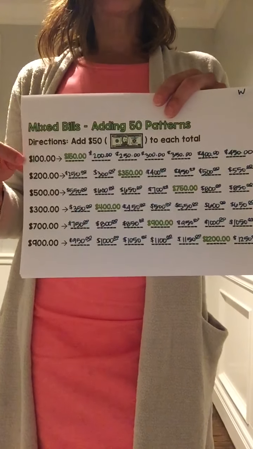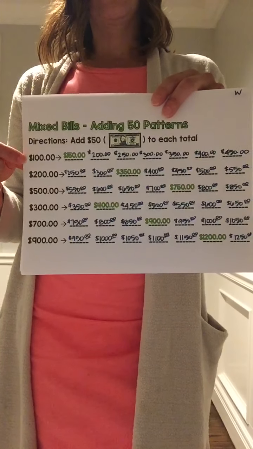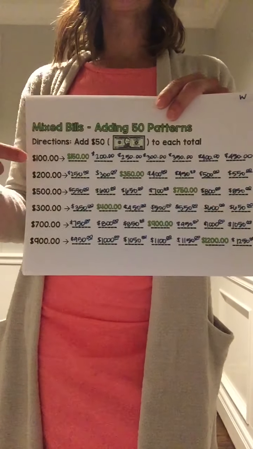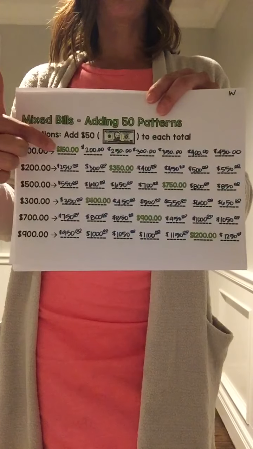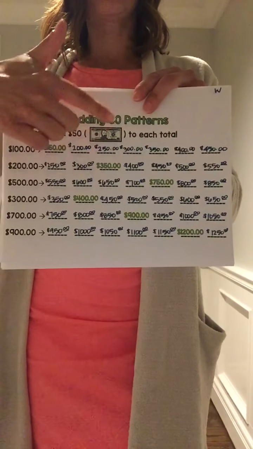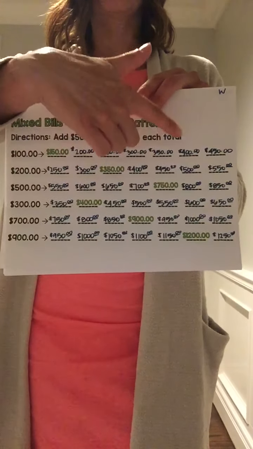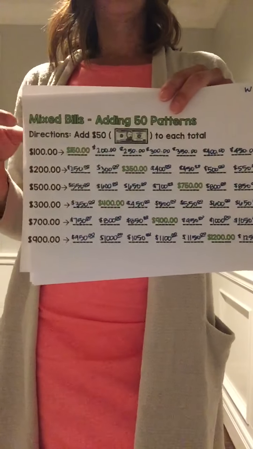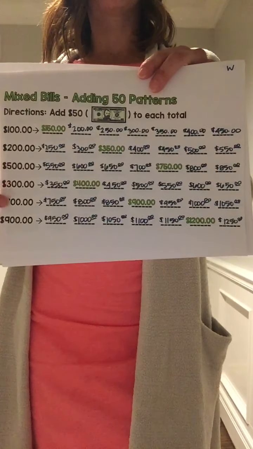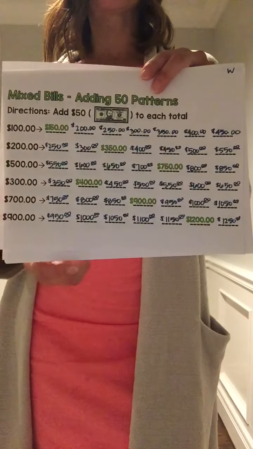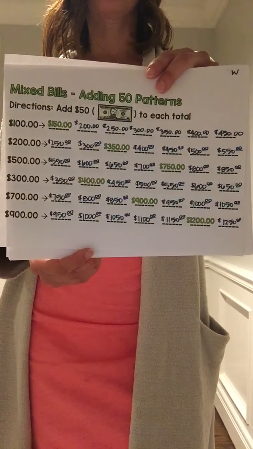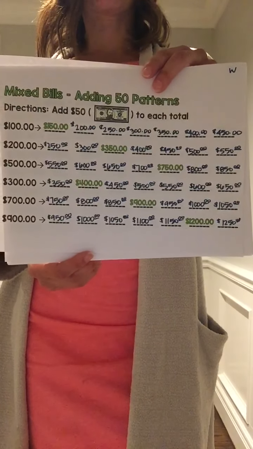So you started with 100, and we're going to add $50 bills from there. So you go 100, 150, 200, 250, 300, 350, 400, 450. And you're just going to continue that all the way down. What you can do is freeze the screen if you want to check your answers after you've completed it, okay?